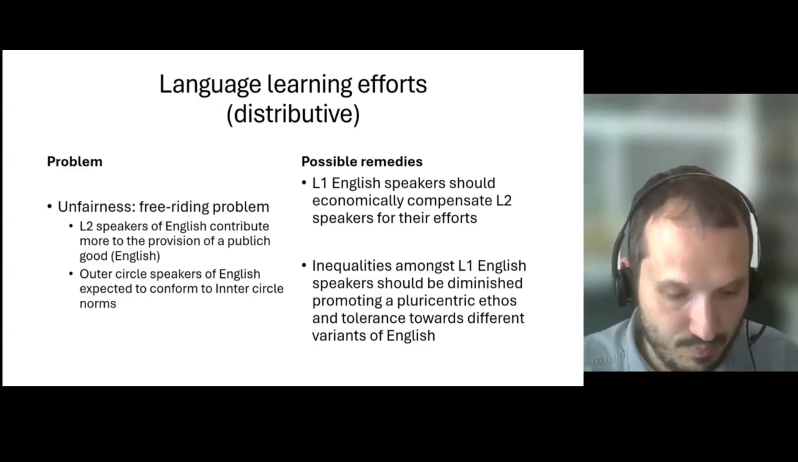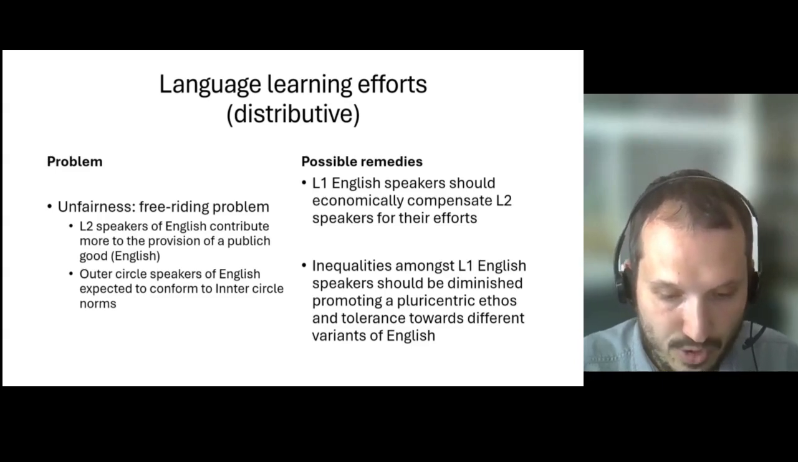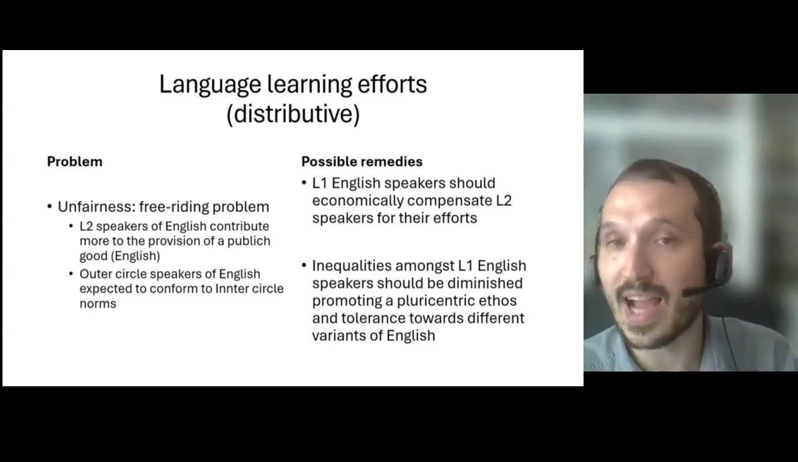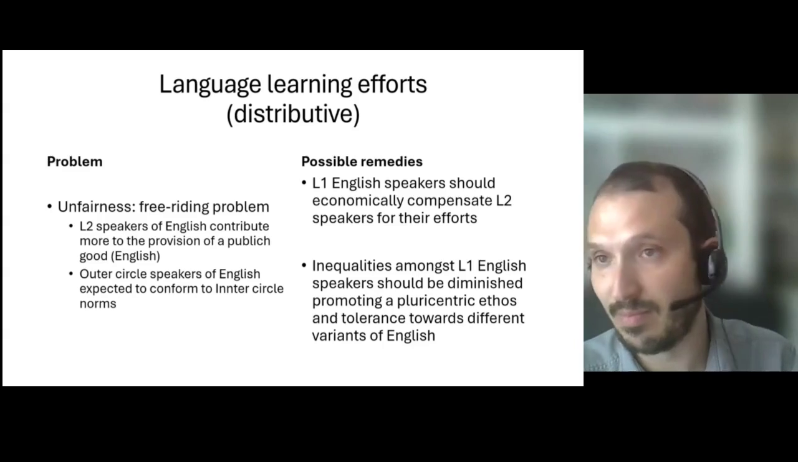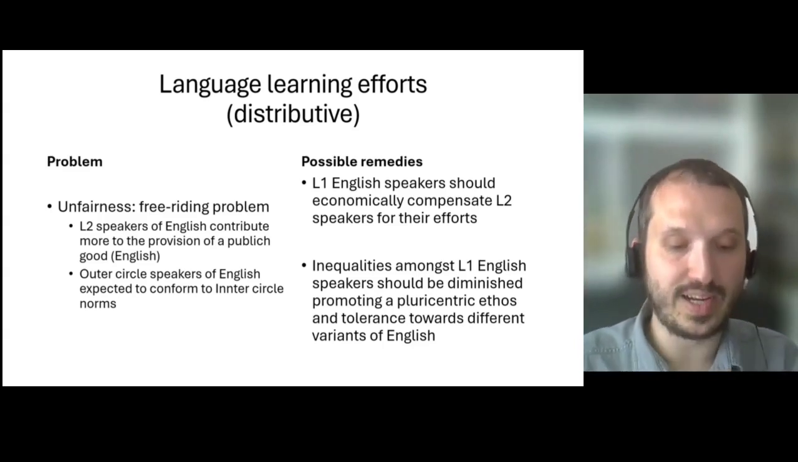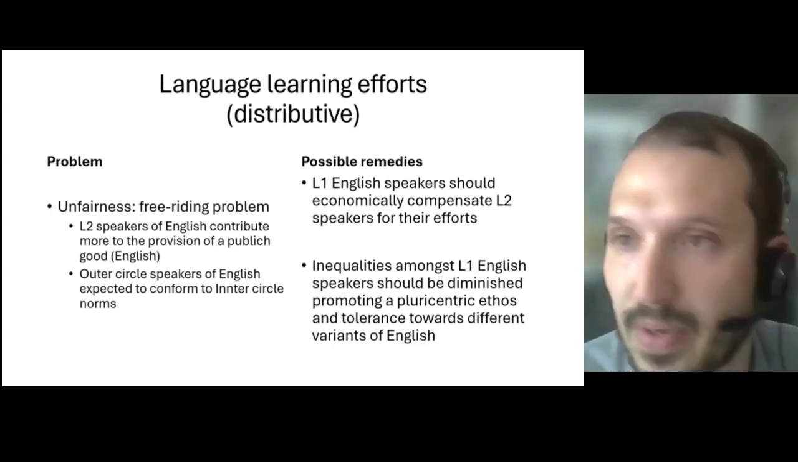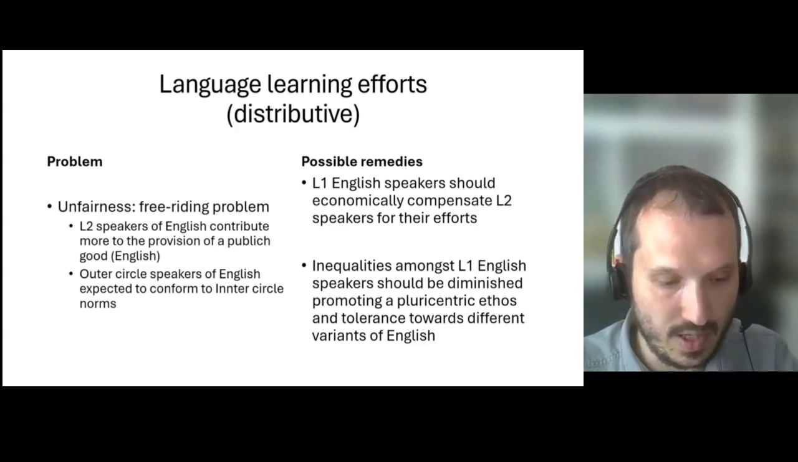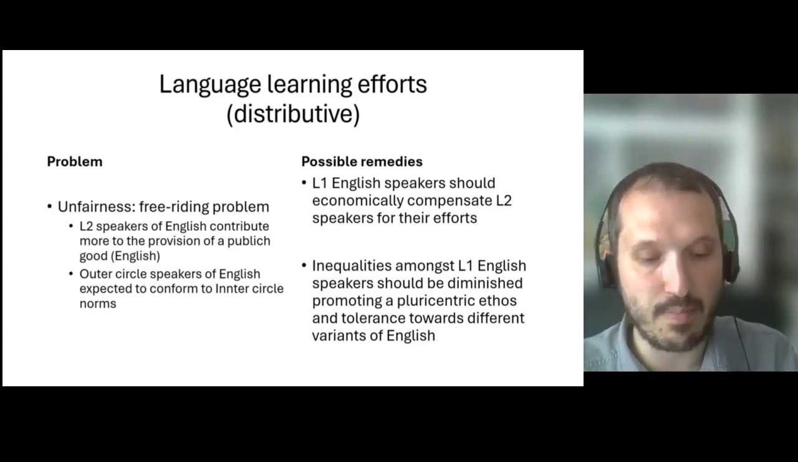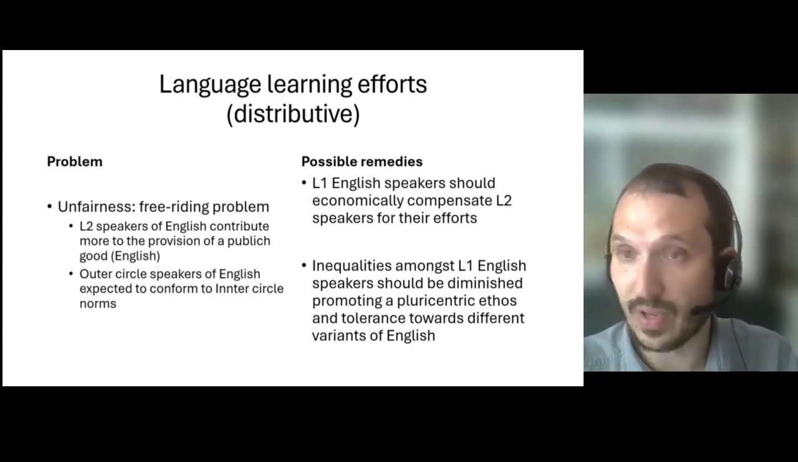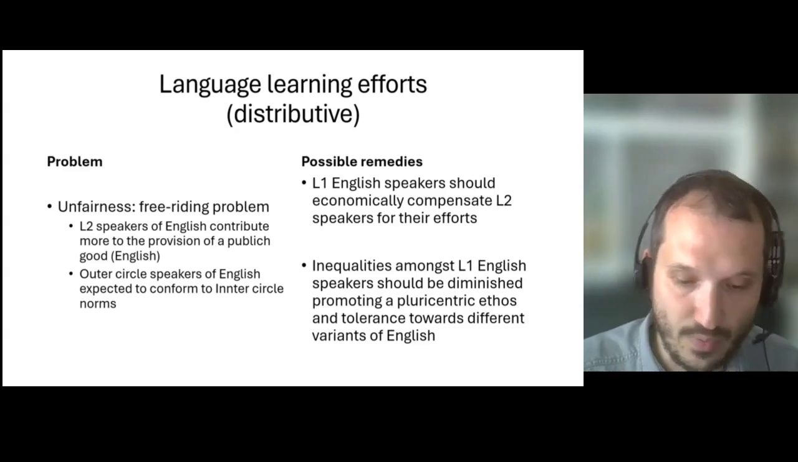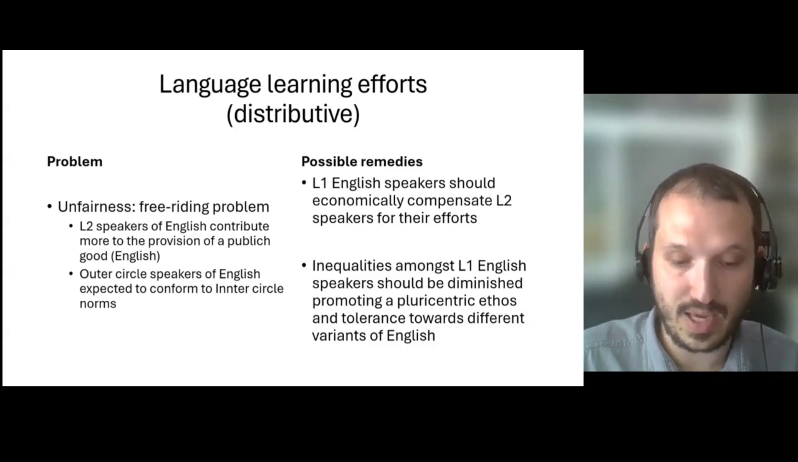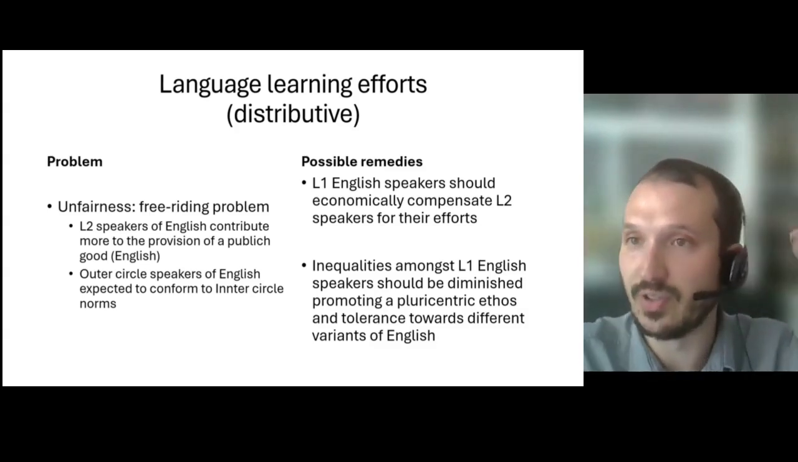So when it comes to addressing these inequalities in learning efforts, the main solution recommended in the literature is requiring L1 English speakers to financially compensate, for instance by paying higher taxes, people who learn English as an additional language. This is, for instance, Philippe Van Parijs's proposal. But this solution is unlikely to be appropriate for inequalities amongst L1 speakers of English, since it could add insult to injury to compensate people for speaking a variant that is perceived as deficient, right?